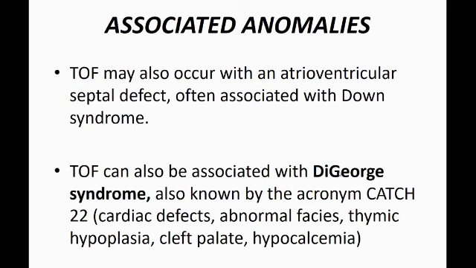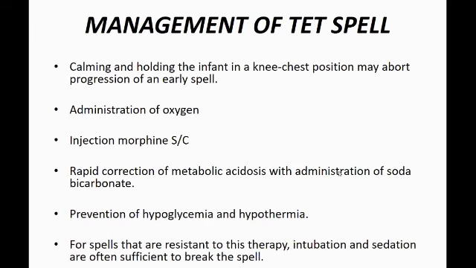Okay, as we have just discussed the TET spell, we should know how to manage it. If a child having tetralogy presents in the emergency department with increased cyanosis, gasping respiration, or seizures, we have to do a few things to manage this child. We have to calm the baby and hold the child in knee-chest position. This may simply abort the progression of an early spell. We have to administer oxygen, although in cyanotic congenital heart lesions, when there is mixing of deoxygenated blood, oxygen is not that helpful, but we have to give it.